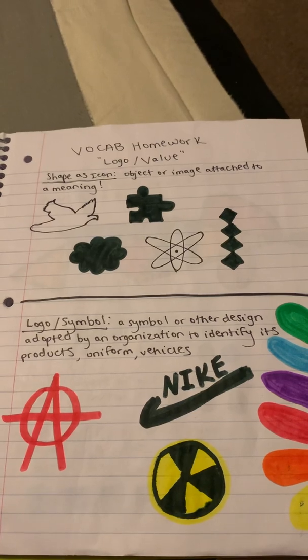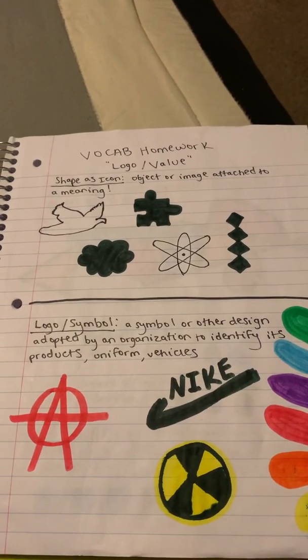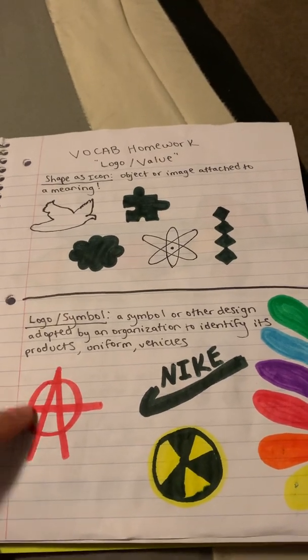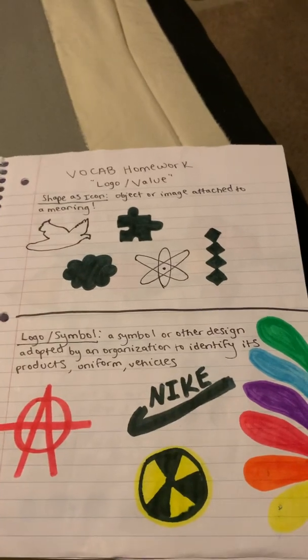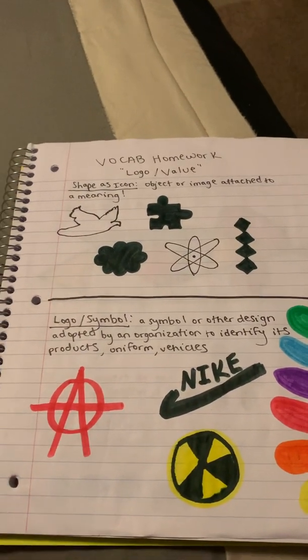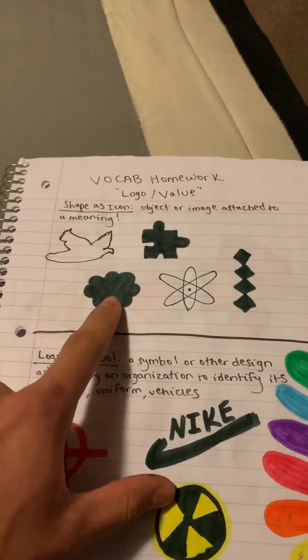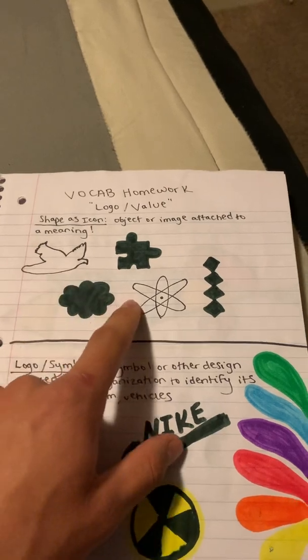This week we were specializing on logo and value. So I'll kind of just read through the definitions like normal and then talk about the pieces that I drew. The first one was shape as an icon. Essentially, it's an object or image attached to a meaning. So as you can see, certain objects or images identify or replicate another meaning.